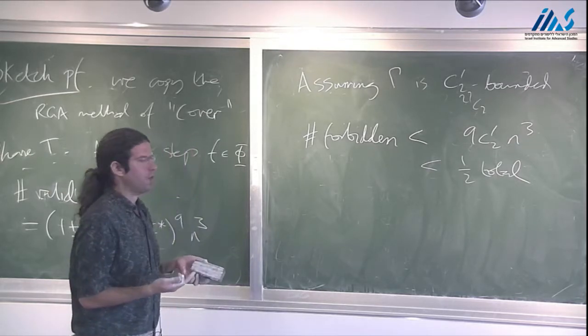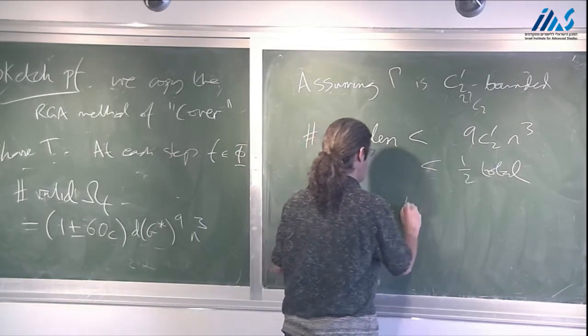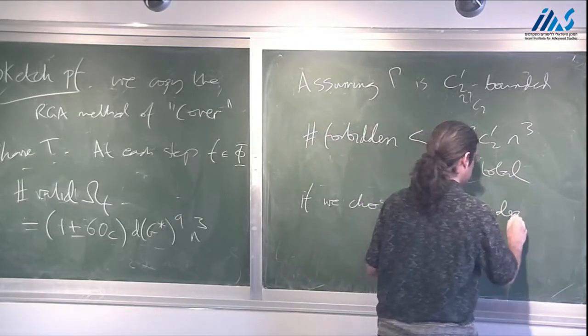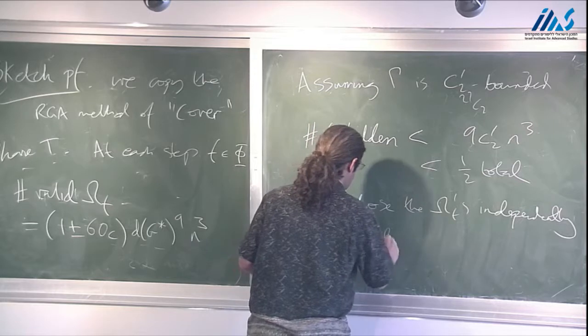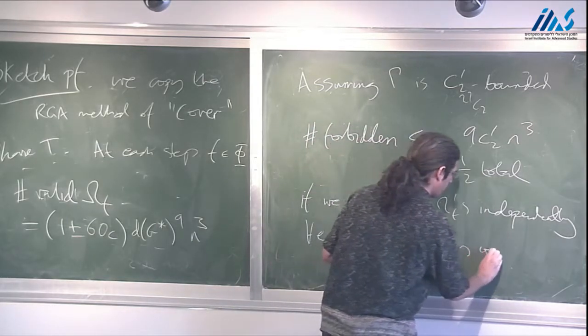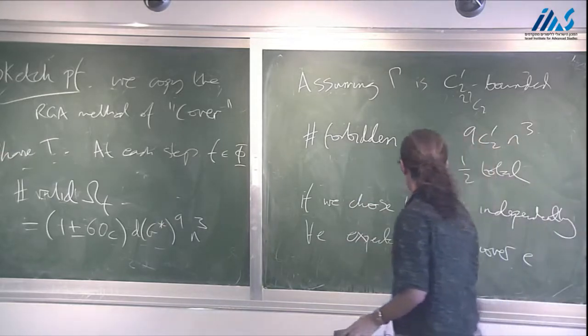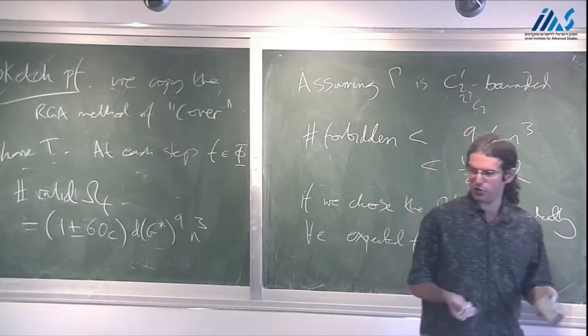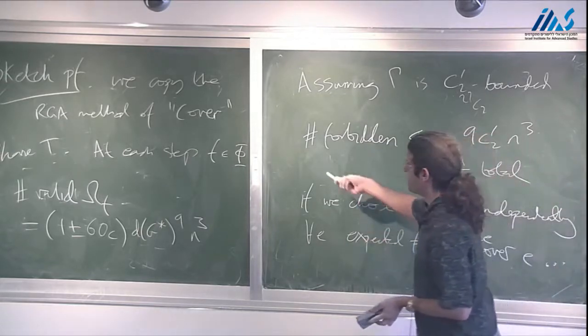What do we get if they were chosen uniformly at random? So if we chose the omega F independently, for all E, the expected number of times we cover E, what do we get? This is what we called E sub E. So there are two cases to consider according to whether E intersects F, the triangle which we're replacing.